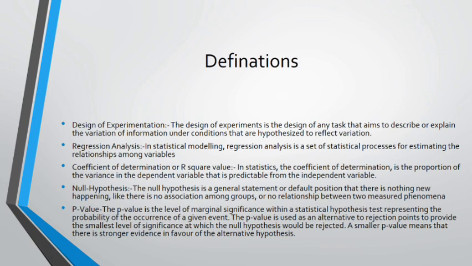At last, let us see the p-value. The p-value is the level of marginal significance within a statistical hypothesis test, representing the probability of the occurrence of an event. The p-value is used as an alternative to rejection points to provide the smallest level of significance at which the null hypothesis would be rejected. A smaller p-value means there is stronger evidence in favor of the alternative hypothesis.